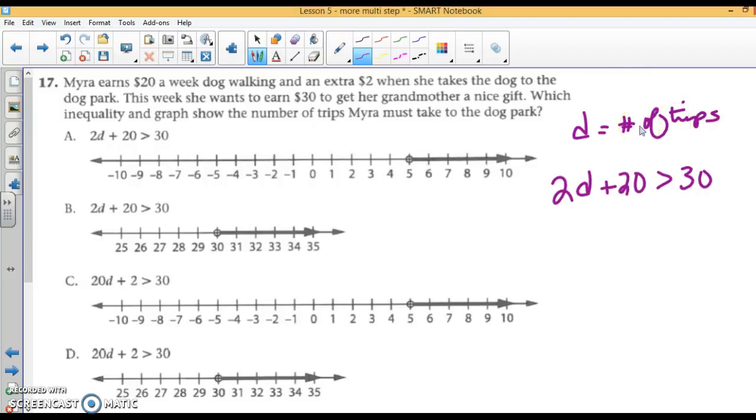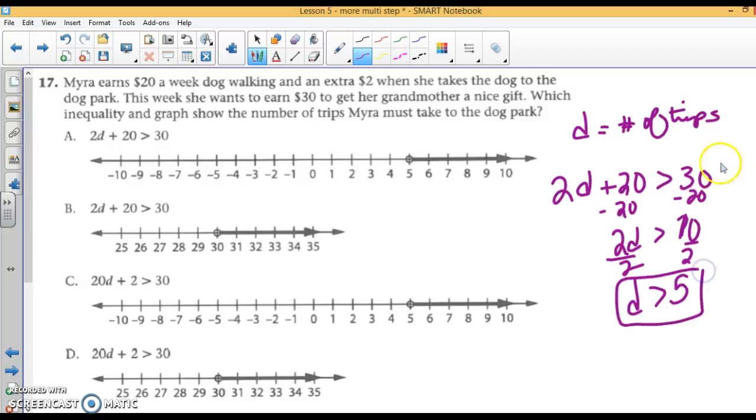Now, how do we know what the answer is to this? What graph represents it? We need to solve it. So, subtract 20 from both sides. 2D is greater than or equal to 10. Divide by 2. D is greater than 5. So, there's our answer. Here's our inequality. So, D is greater than 5. Which graph represents D is greater than 5?